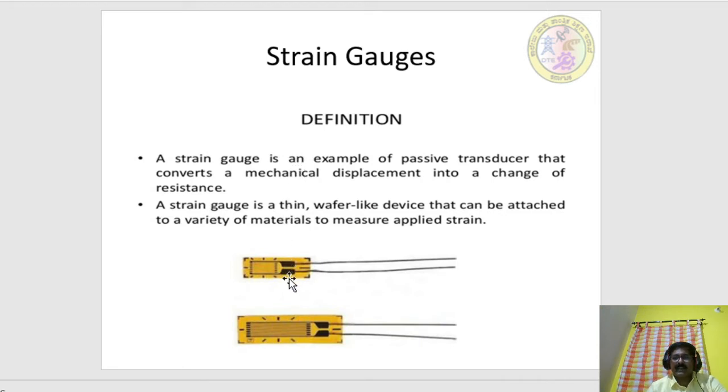See here, these are certain pictorial views of strain gauges which are used to determine strain induced in a structure or a body. Strain gauges are the best examples of passive transducers, which convert mechanical displacement into a change of resistance.